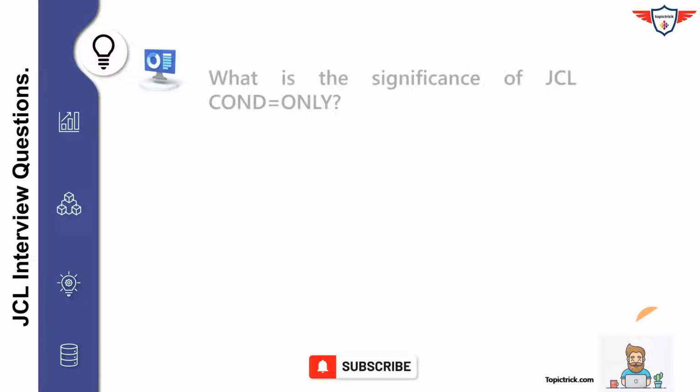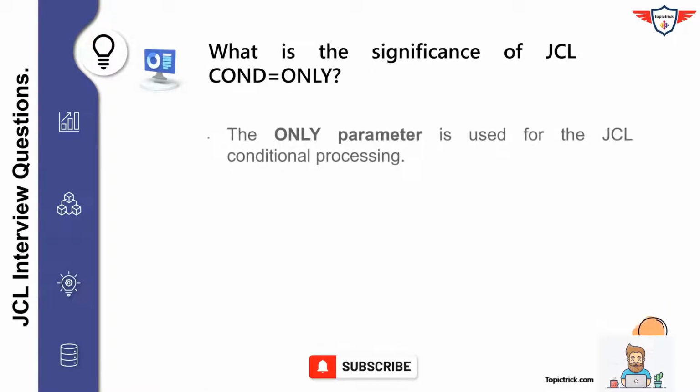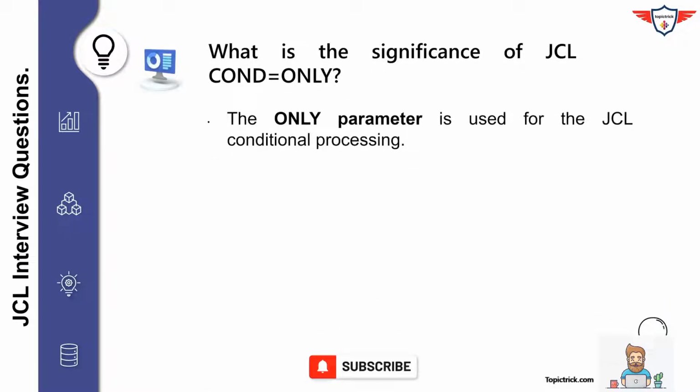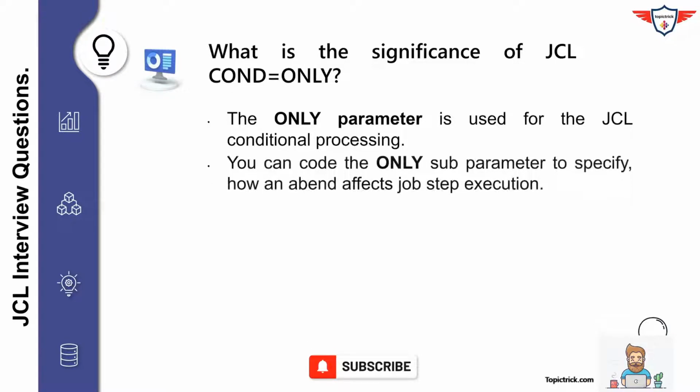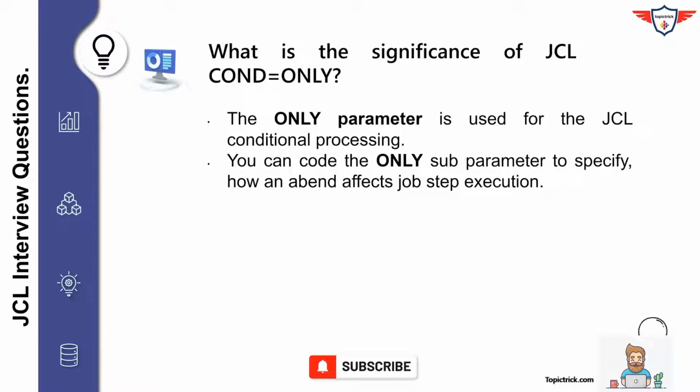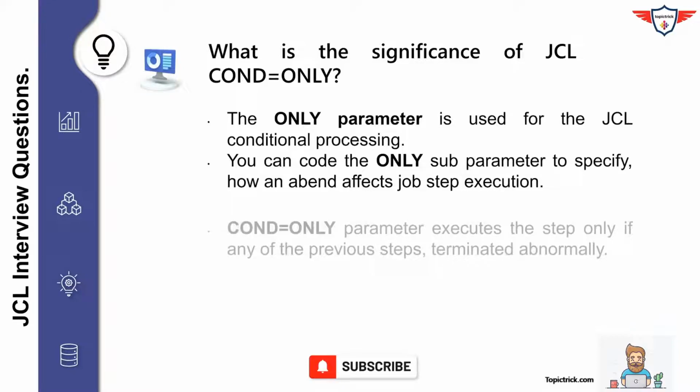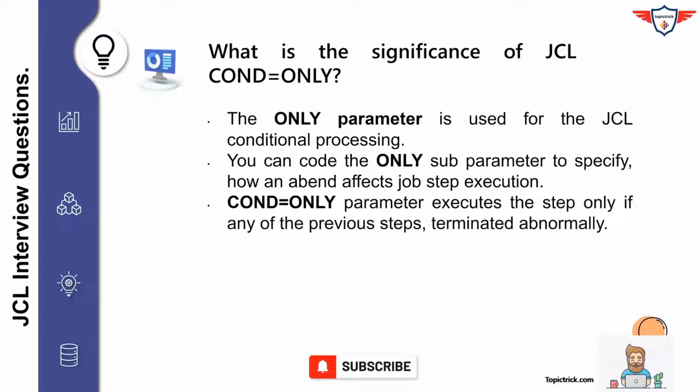What is the significance of JCL COND equals ONLY? The JCL COND parameter is used for the conditional processing of the JCL. You can code the ONLY subparameter to specify how an abend affects job step execution. COND equals ONLY executes the step only if any of the previous steps terminated abnormally.